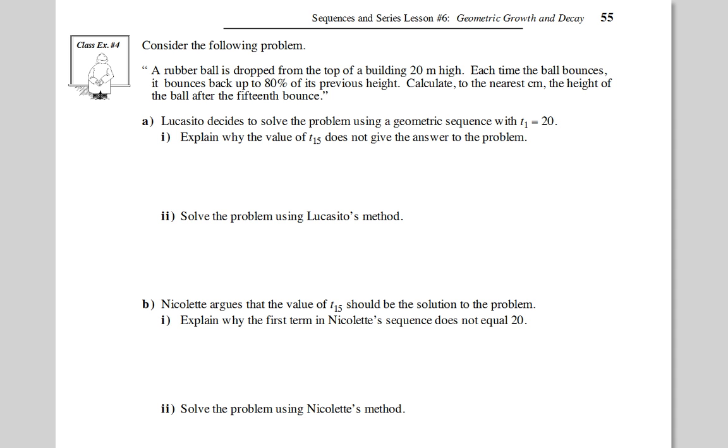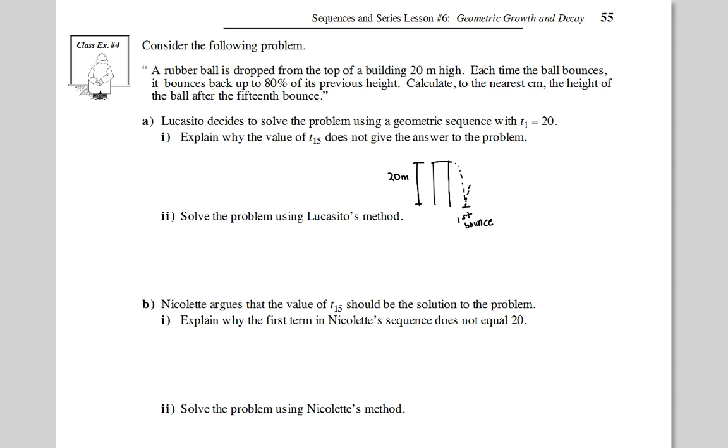Okay, so you're going to have to draw a picture. So we'll just read it here. You've got a ball bouncing. It starts at the top of a 20-meter building. So you can just draw in a little building there. It's 20 meters tall. There's your building. It says each time the ball bounces, it bounces back up to 80% of its previous height. So this ball is going to fall, and you have here your first bounce.